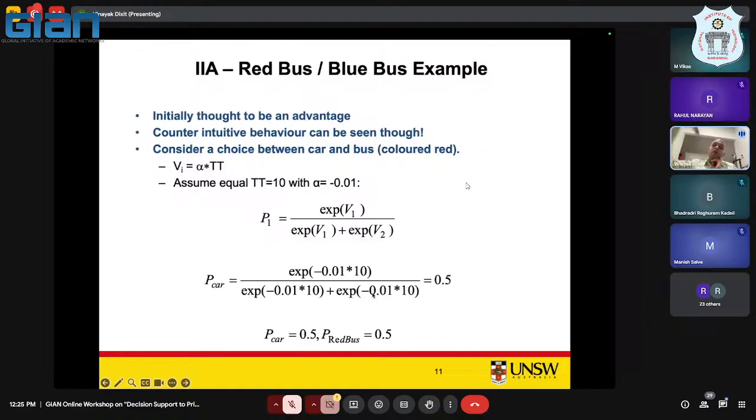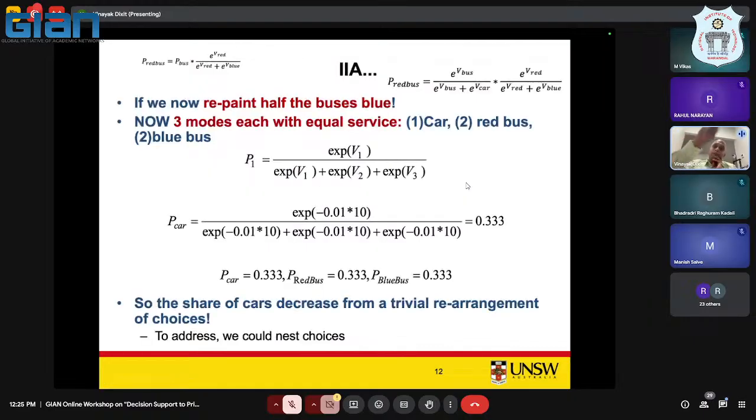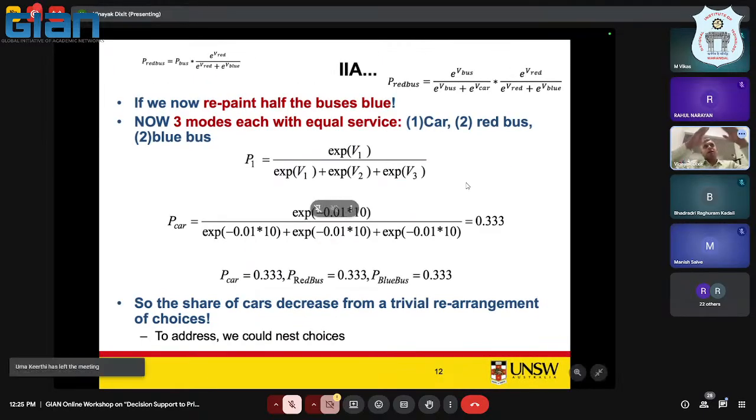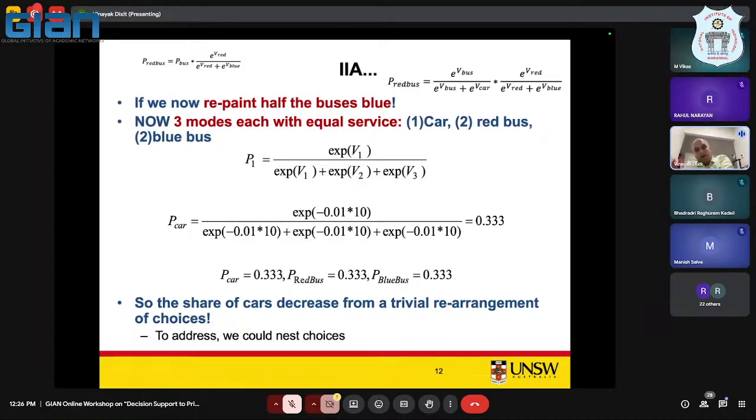But now there's going to be a second order issue where the bus has two choices. You can either take a red bus or a blue bus. So you'll end up having the probability of a car as half, the probability of taking a red bus as 0.25, and the probability of a blue bus as 0.25. So you're taking half of the probability of bus. That is what is called a nested logit model.